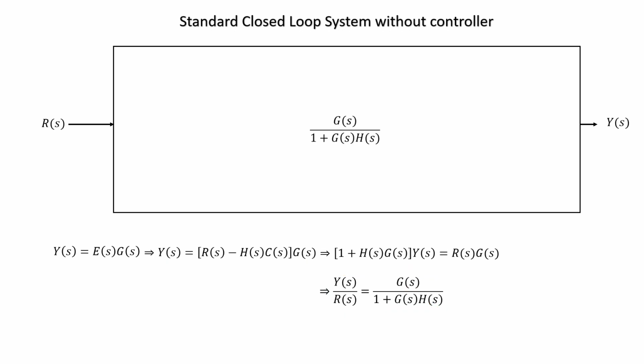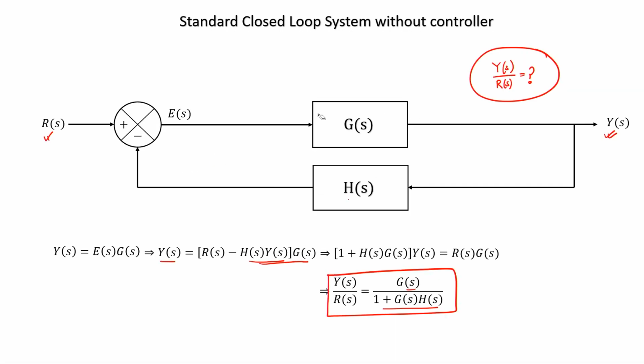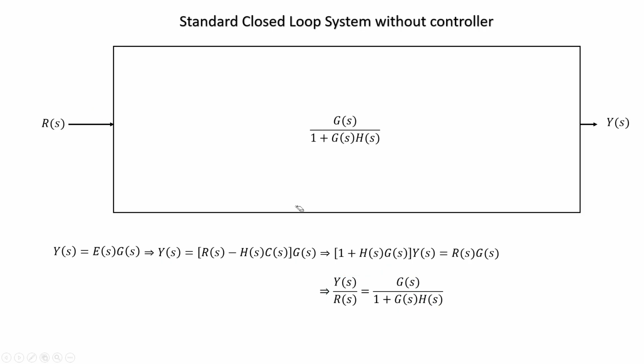So, basically what I have done is I have removed these blocks and converted them into one block. This is the closed loop transfer function of this system. Because it is a closed loop system, I have combined everything together and made it into one single transfer function, that is G(s) by 1 plus G(s) into H(s).